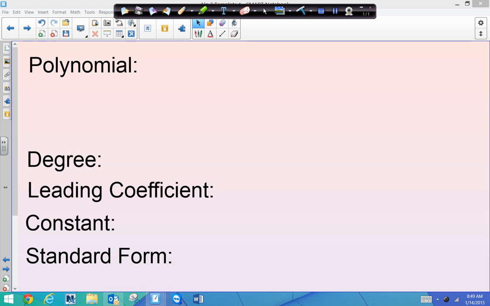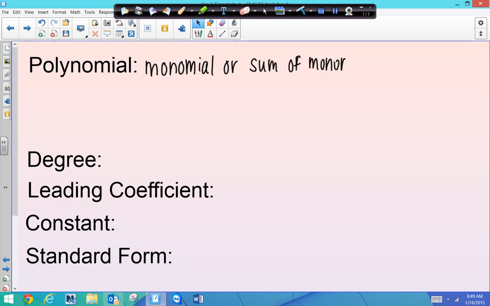Okay, so we're going to start by talking about a polynomial, and the first question we have to ask is, what is a polynomial? A polynomial is either a monomial or the sum of monomials. So if we remember what a monomial is, it's either a number, a variable, or a product of those things.